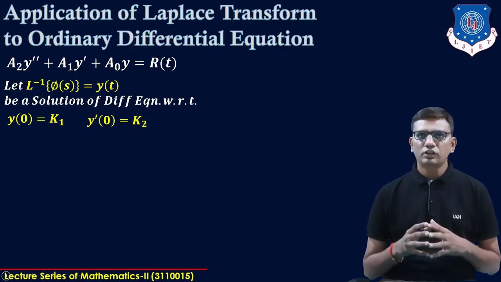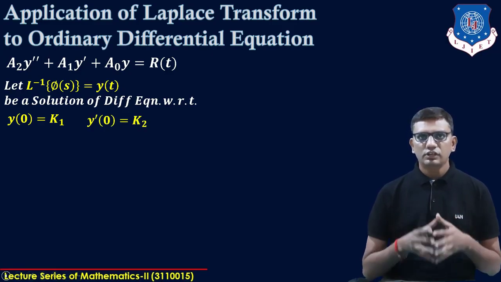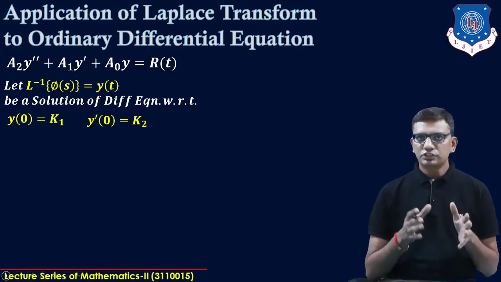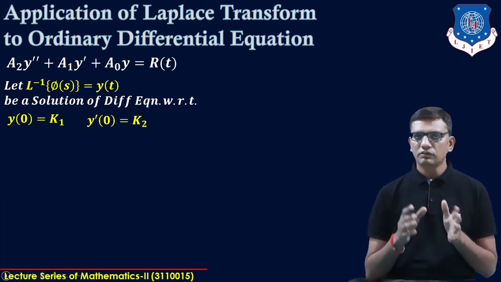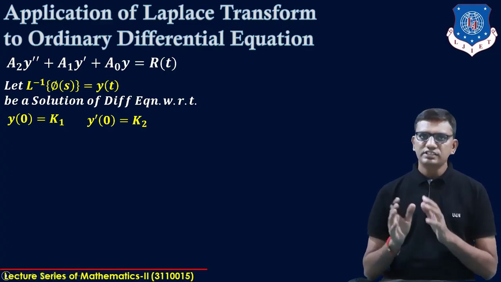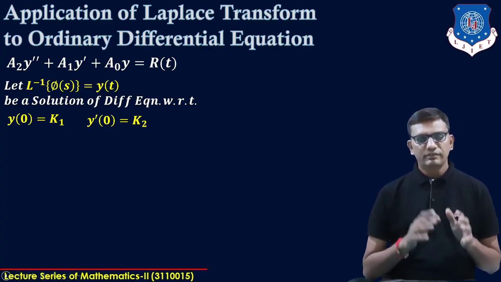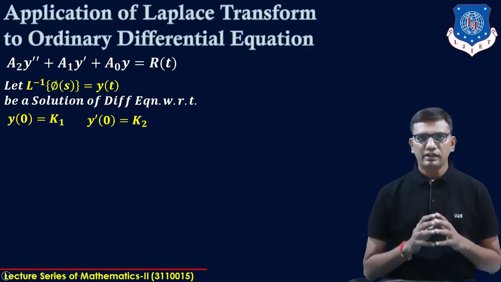Let L inverse of phi of s equal to y(t) be a solution of our differential equation with respect to the condition y(0) equal to k1 and y'(0) equal to k2. Generally in an example, y(0) and y'(0) are already given. When they are not given, we can take k1 and k2 as per our requirement.